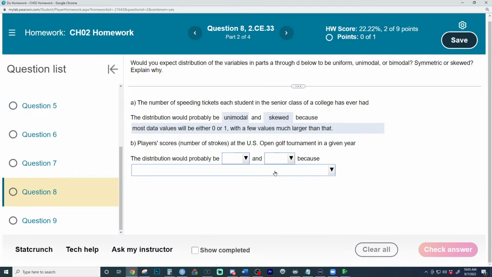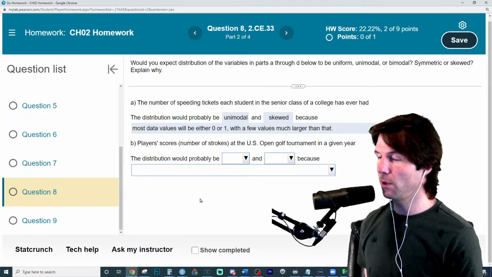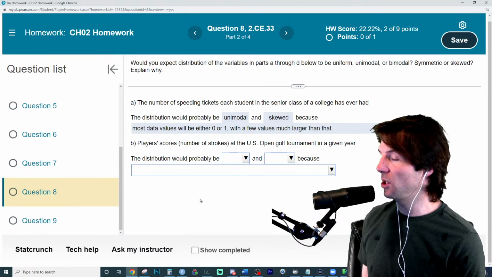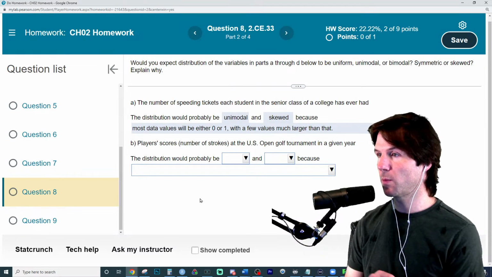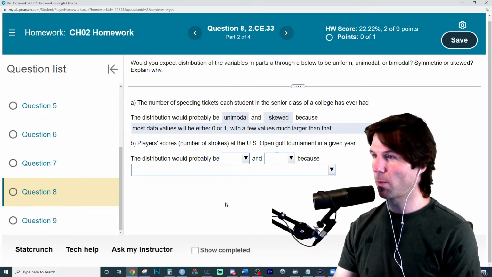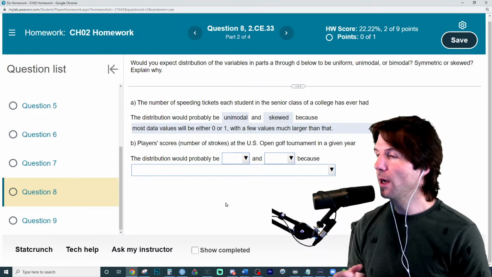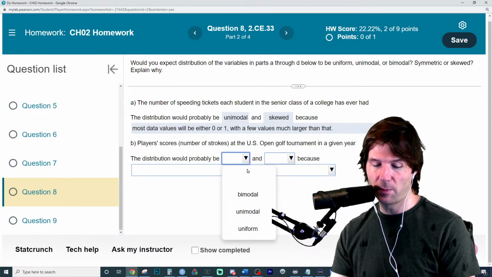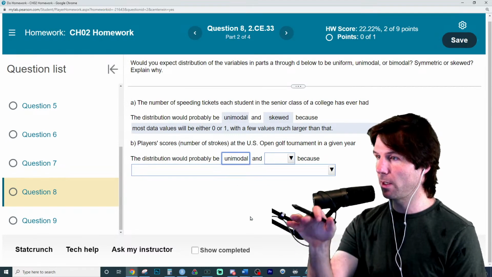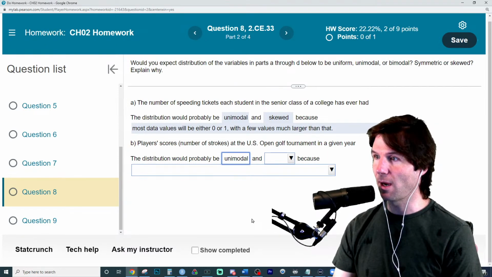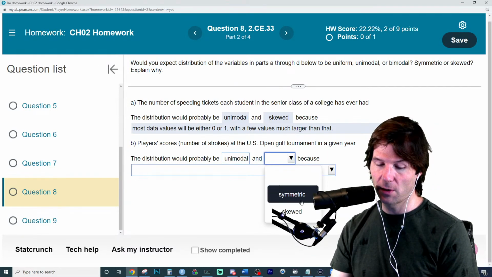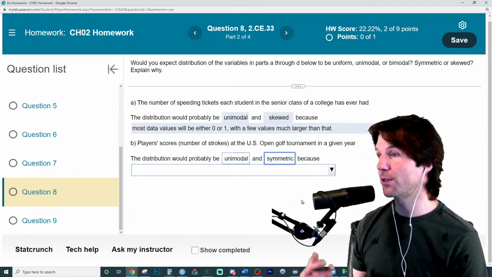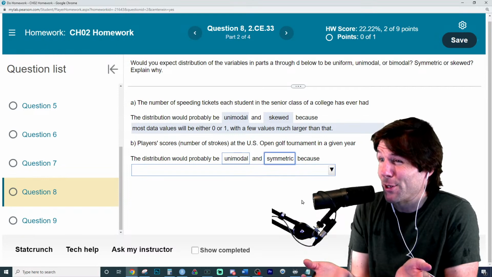Players' scores, number of strokes in the U.S. golf tournament in a given year. So this is a golf tournament right here. If you look at players in the PGA, there might be some extreme values, but it's probably going to be more normal, because they're probably going to get around 70 or 72, and then there's going to be some spread for people who do a little better, people who do a little worse. So I'd say it's unimodal, centered around one value, like 70-ish, the average pro golfer. And more symmetric, because some people are going to do a little better, a little worse.